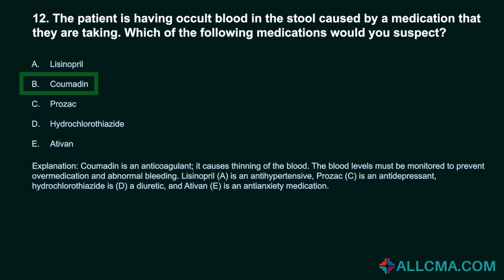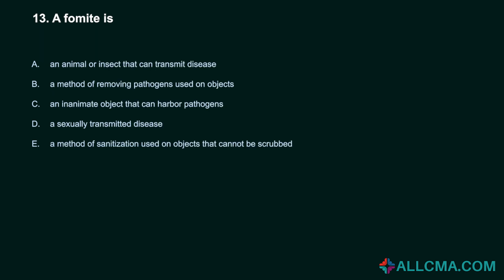It causes thinning of the blood. The blood levels must be monitored to prevent overmedication and abnormal bleeding. Lisinopril, A, is an antihypertensive, Prozac, C, is an antidepressant, hydrochlorothiazide, D, is a diuretic, and Ativan, E, is an anti-anxiety medication.